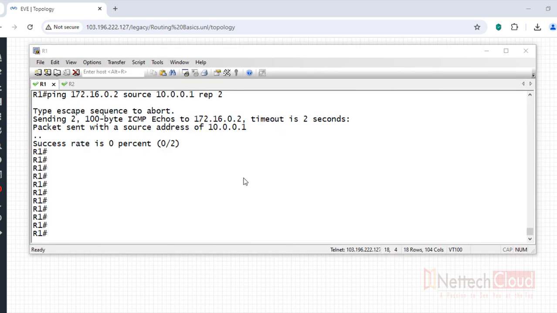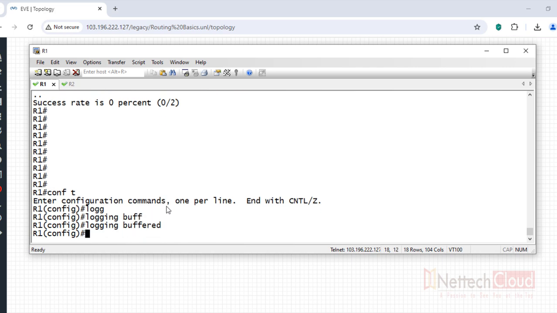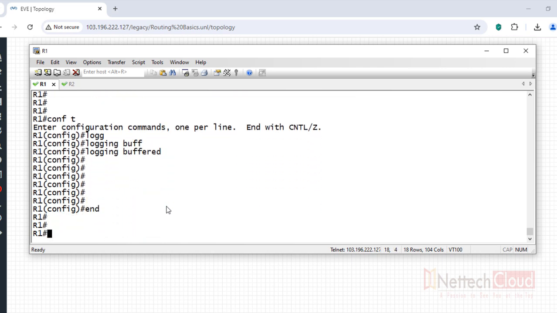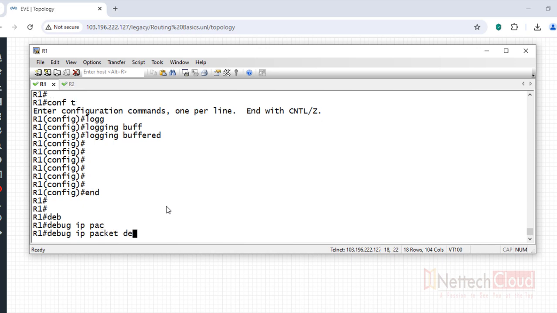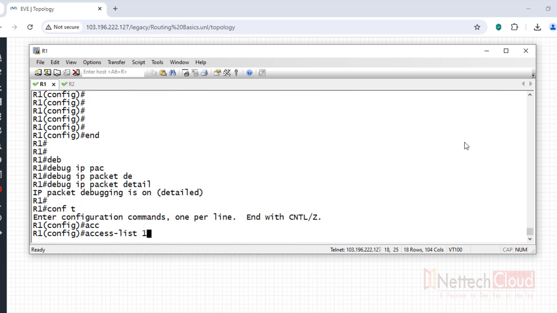So let me enable debug, first logging buffered, because logging console is disabled, and here I'm going to run debug ip packet detail, right? But in a production network you should never run the command like this. In a production network what we generally do is create an ACL like 102 or something, permit IP or ICMP, and then the source IP address, right?